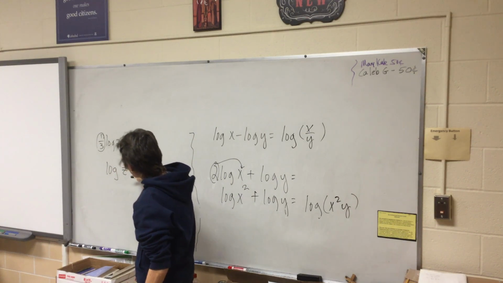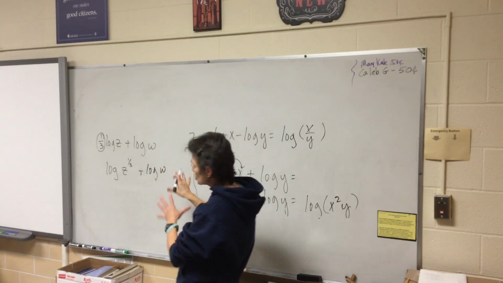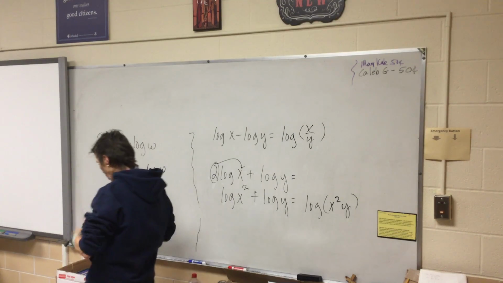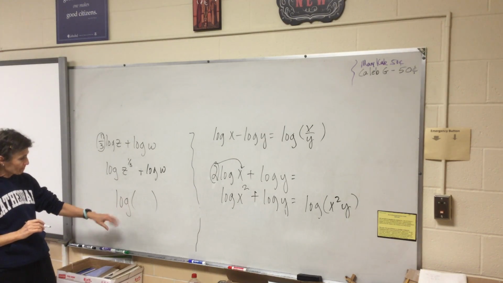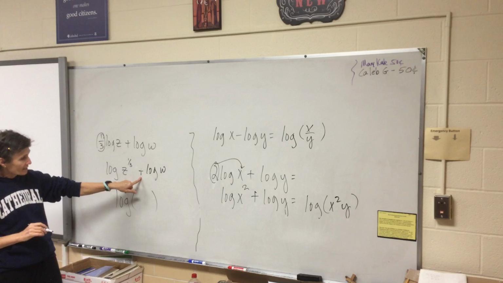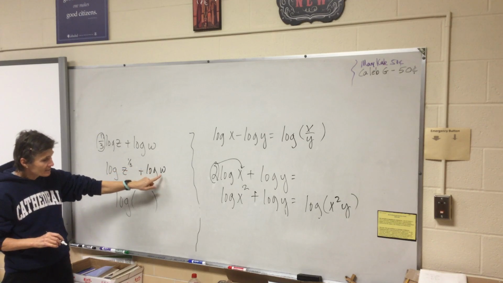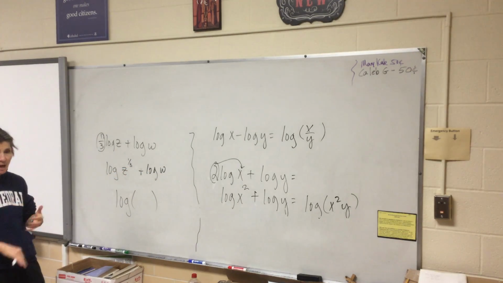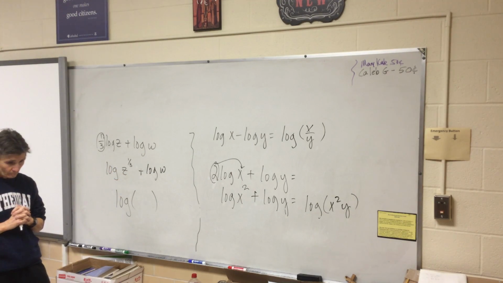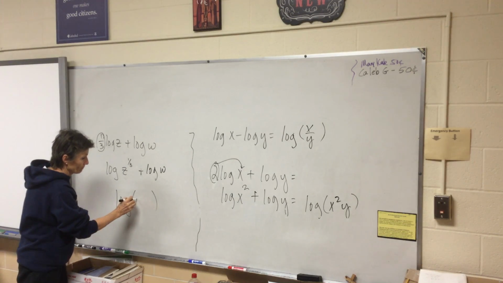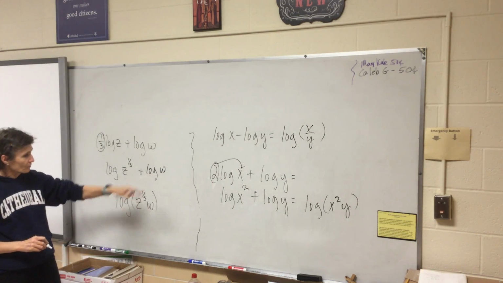So log z to the 1/3 plus log w. Now, I need to put these two together. My goal is to have the logarithm of one thing. So one logarithm. Notice that's a plus. So when I put these two things together, the z to the 1/3 and the w, will they go together as a times or a divide? Because that's a plus right there. Multiply. Yep. So I just multiply z to the 1/3 times w.